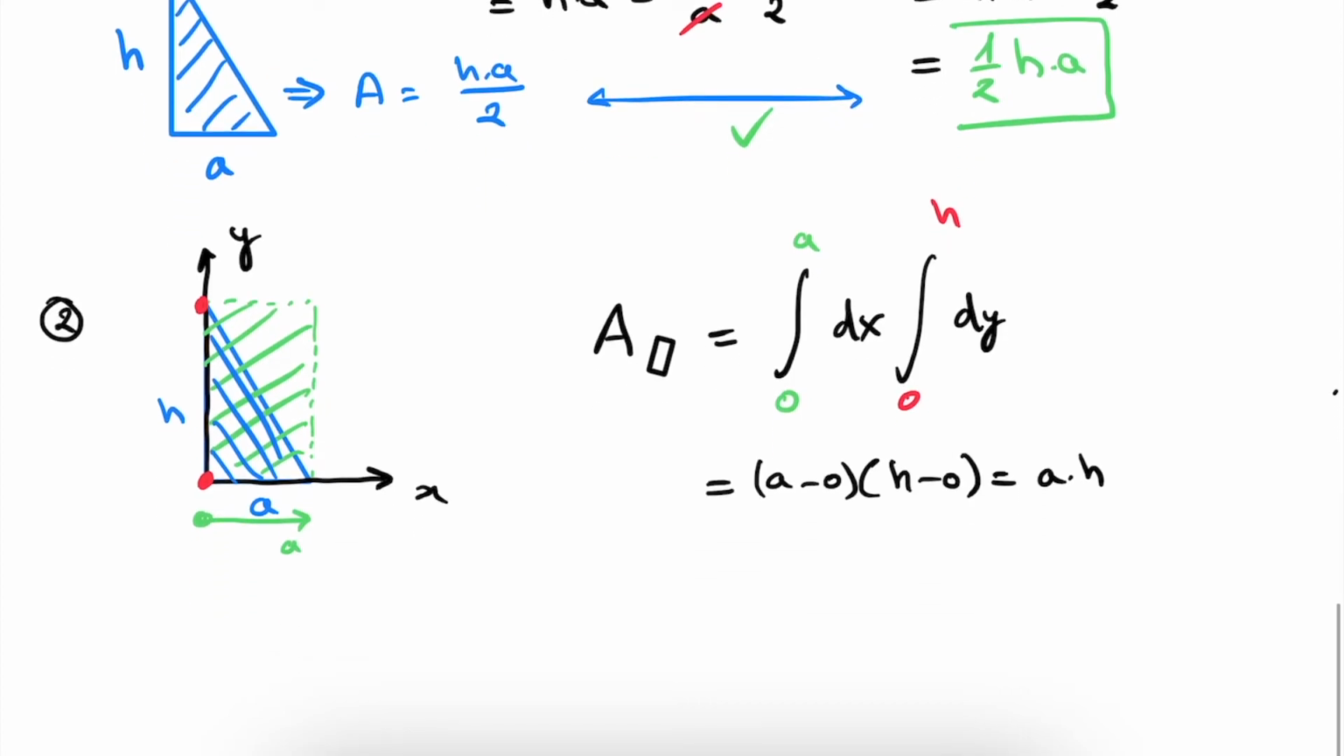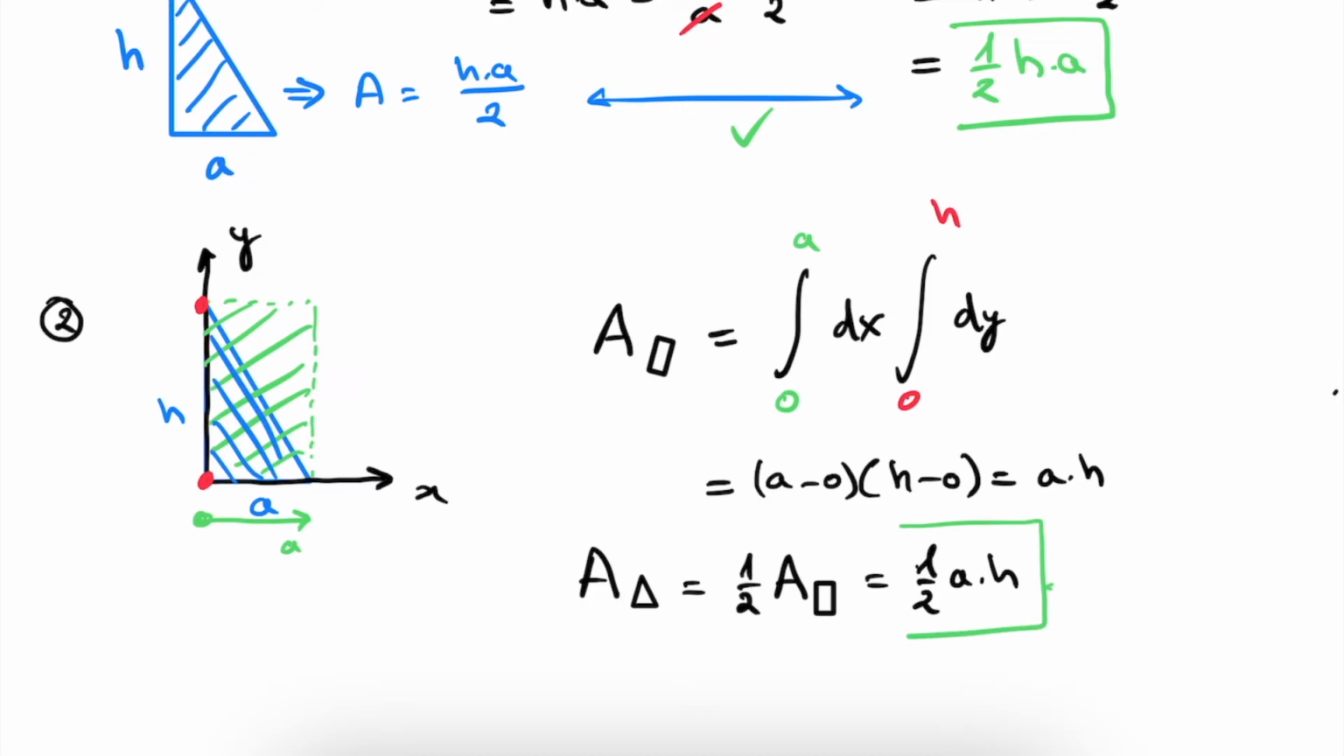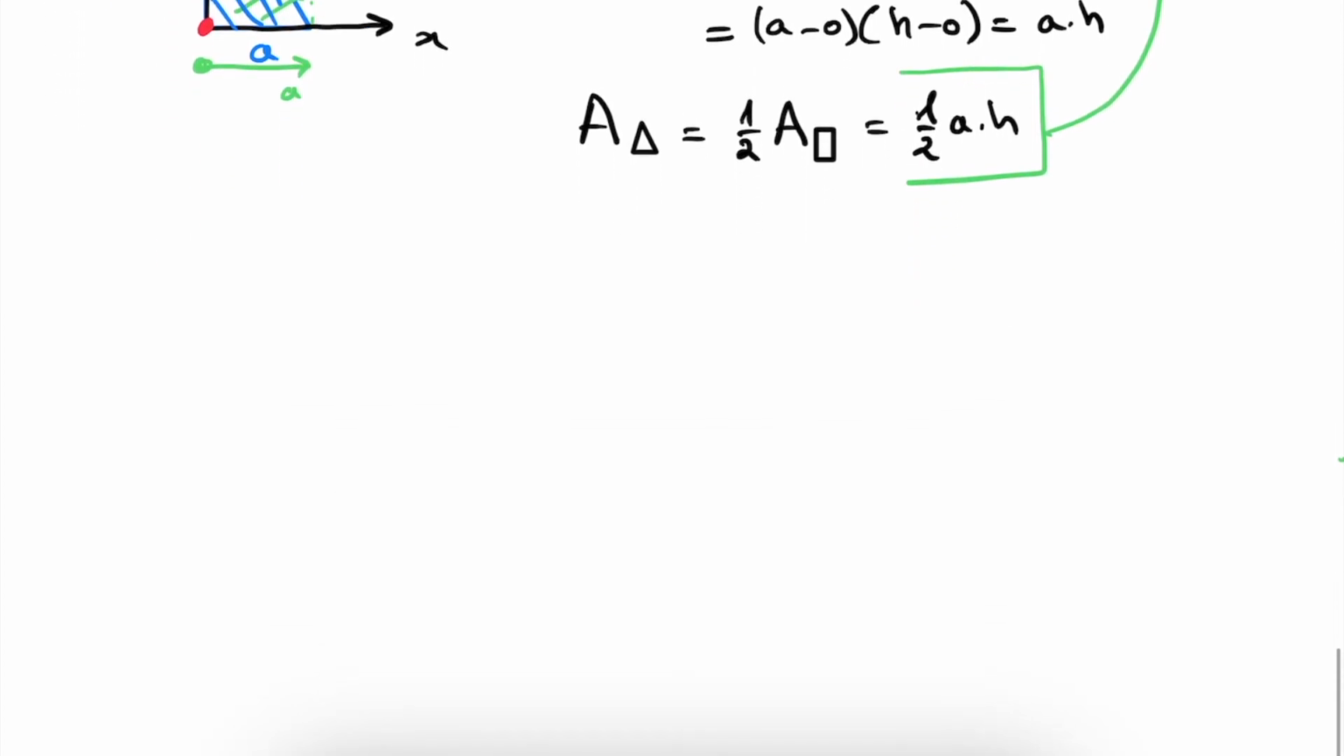Now we know that the surface of the triangle is equal to 1/2 the surface of the rectangle. So we know that this is 1/2 times a times h, and this is again the same result as we had before, but now obtained much more easily. However, this is of course not applicable to more complicated figures, whereas the previous first method was exactly more applicable to other figures.